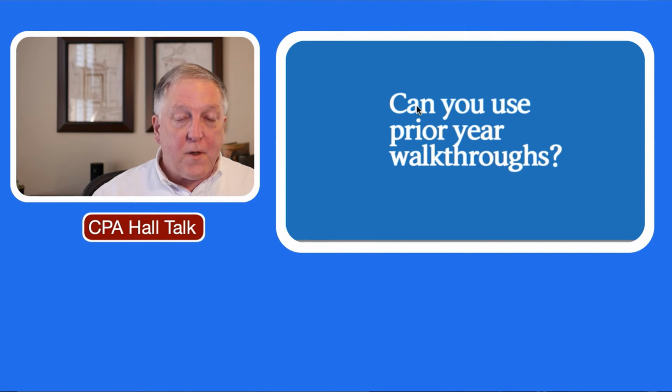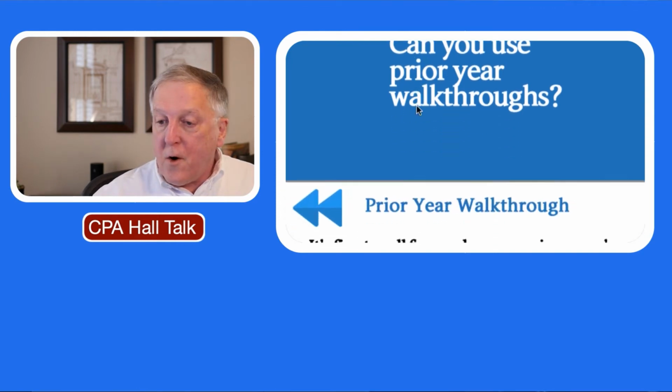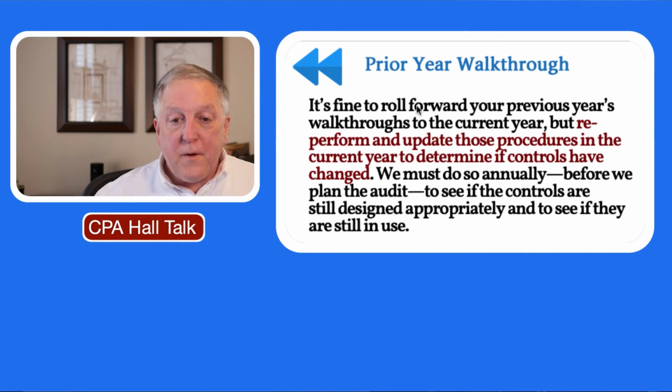But you can most certainly use the prior year walkthroughs. So I say here, yeah, it's fine to roll forward your previous year's walkthrough. Just perform and update. And if you do, you're fine. Now, if you just roll that prior year walkthrough forward and you don't do any current year reviews of what's going on, then that could be trouble, because if the controls change and you don't do the walkthrough and you're not aware that the controls changed, then you could have material misstatements and not be aware of it.